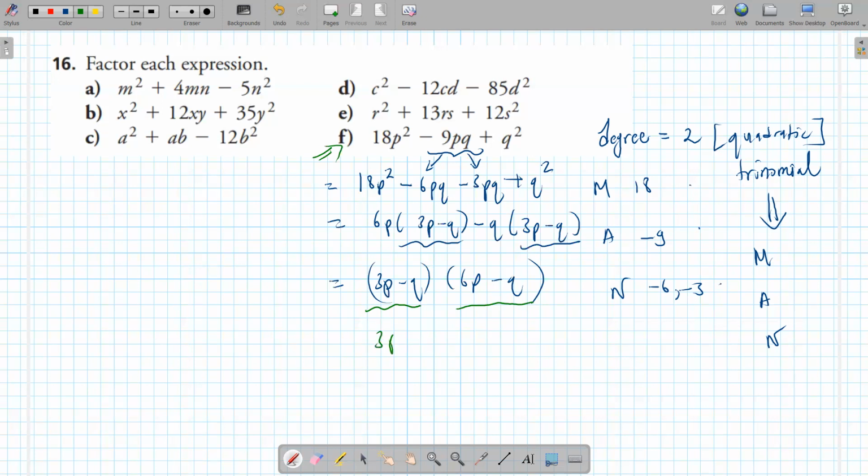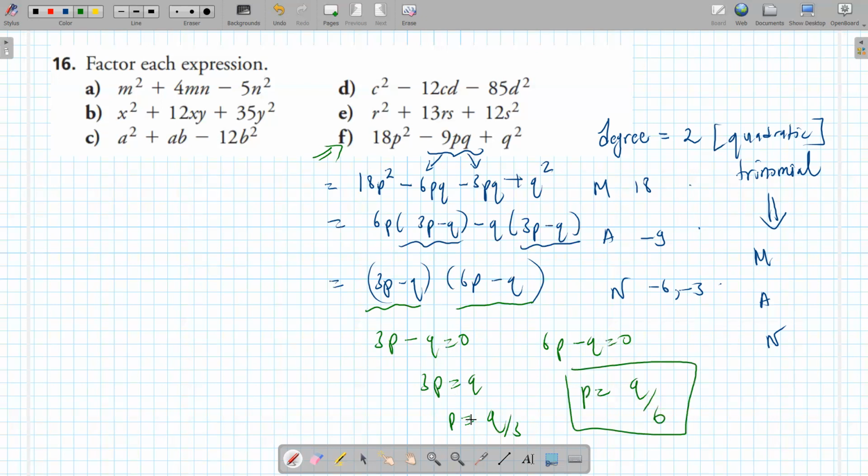p-intercepts. So 3p minus q is equal to 0, 3p is equal to q, p is equal to q over 3, and 6p minus q is equal to 0. P would be q over 6. So those three are going to be your p-intercepts in this case, okay?